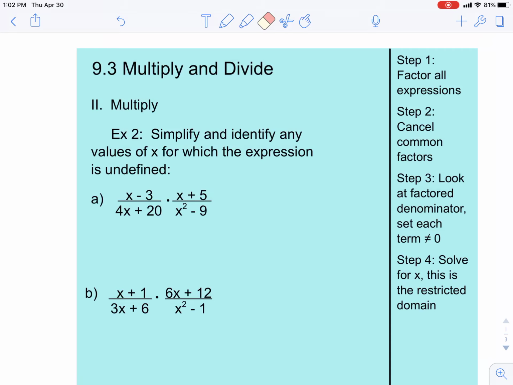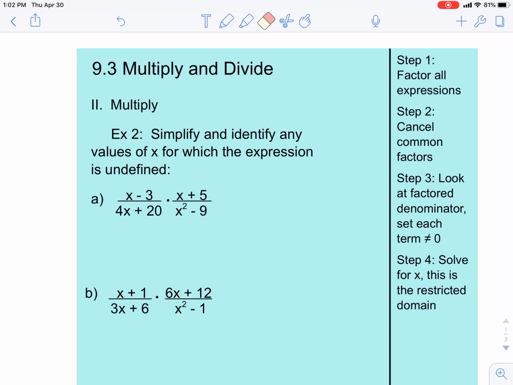All right, welcome to the third day, 9.3 multiply and divide. We're going to take these rational numbers now, all these expressions that we got, and we get to do some fun stuff with them today. We get to practice our factoring and just start canceling stuff out left and right, ninja style.